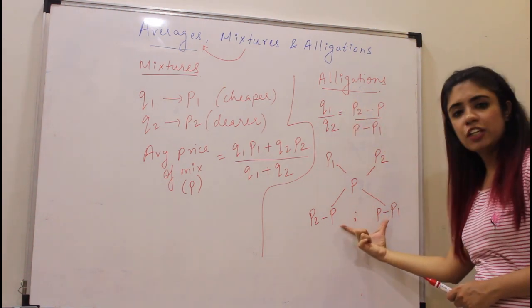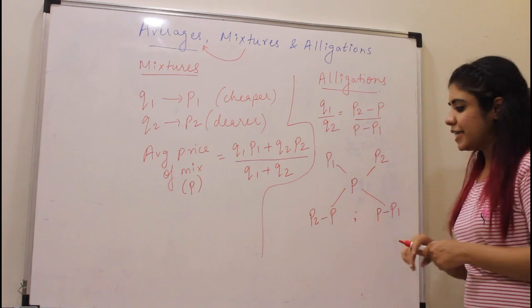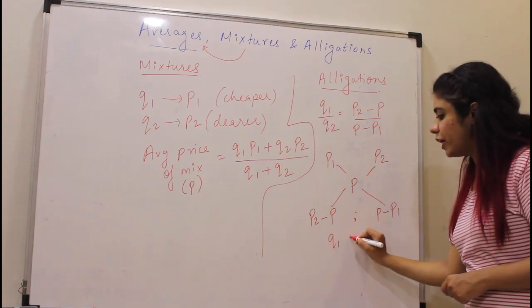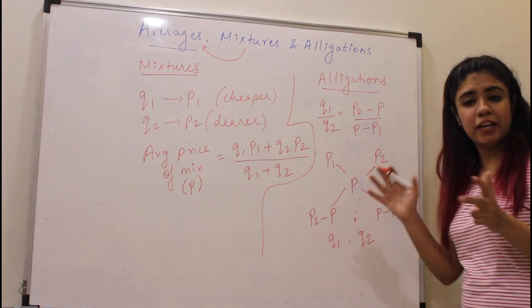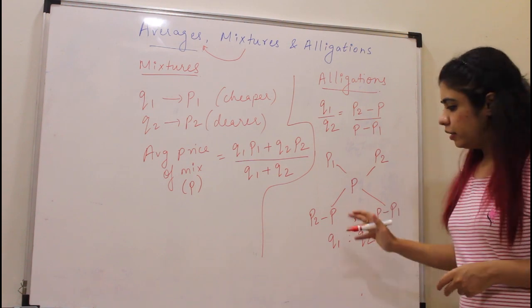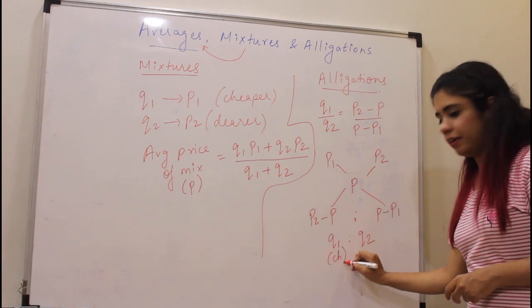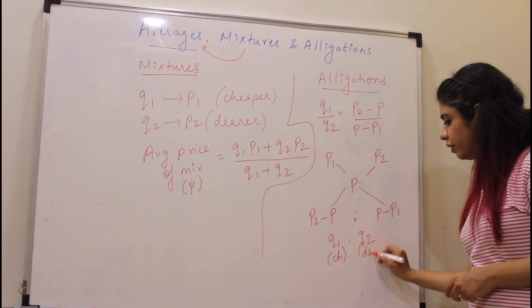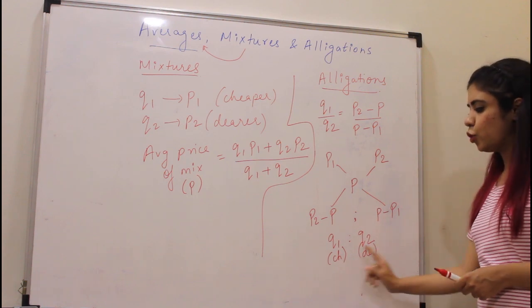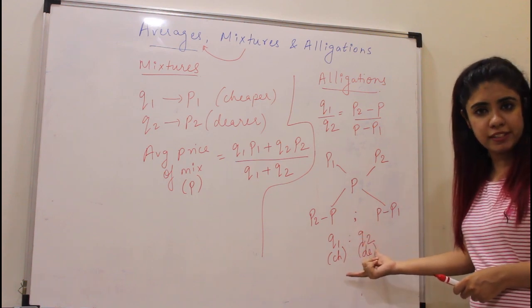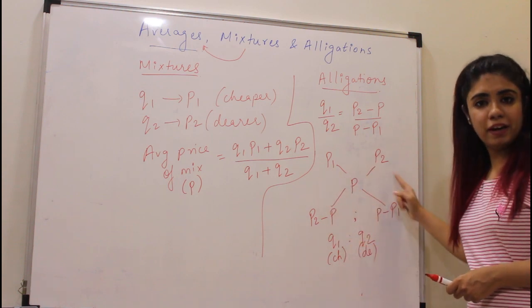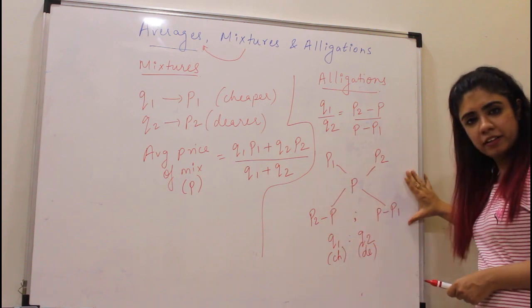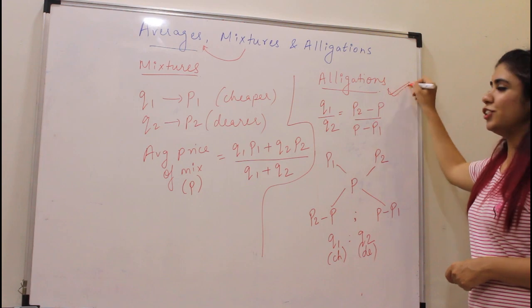So this ratio of subtraction is the same as the ratio in which I am going to mix my two rice together. This is the quantity of cheaper to quantity of dearer. In this ratio, I am going to mix the two quantities, which is derived from the price. So this method is called the alligation method.